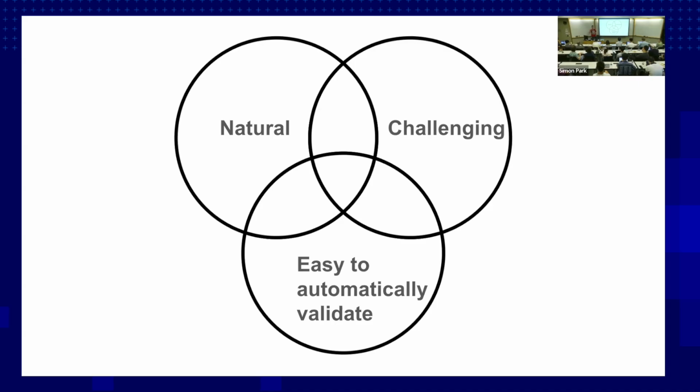I want to be able to attempt to build a system, make an attempt at getting a score in this benchmark, and then get a number. And so that's what I mean by easy to automatically validate.